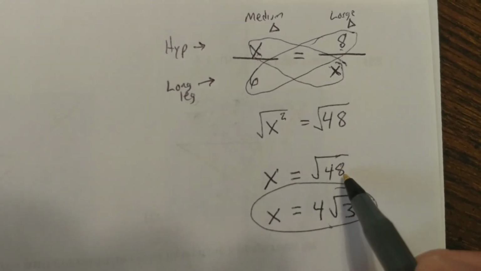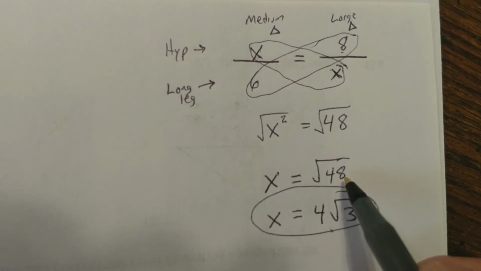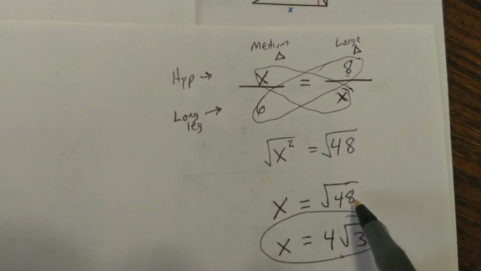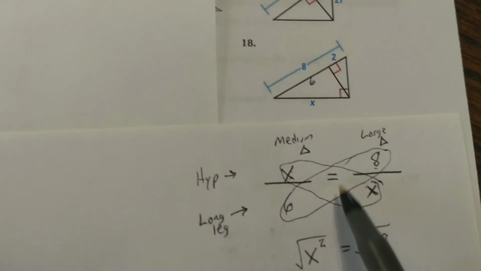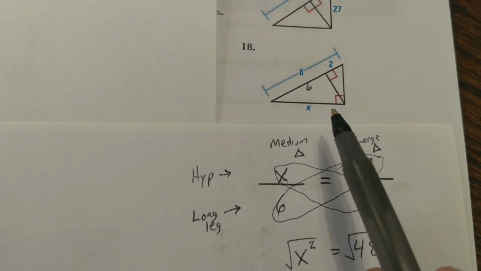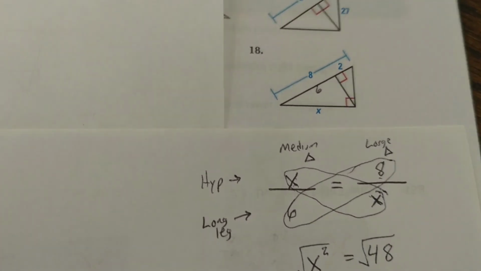You'll notice 48 is really close to 49, so this is going to end up being a value that's just less than the square root of 49, which would be 7. Okay, so if I look back up here, does it make sense that x would be about 7? Just slightly under it? Yeah, that makes sense, so that's a pretty good estimate.